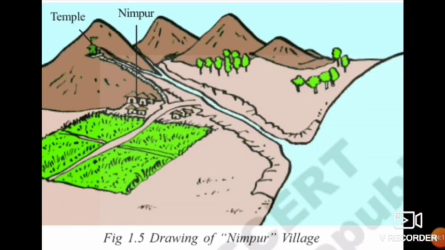Can you think of a way in which we can draw a map of this place? Yes, there is one way in which we can show heights on a map, through the use of colors. Yes, colors. Let us see how this is done.